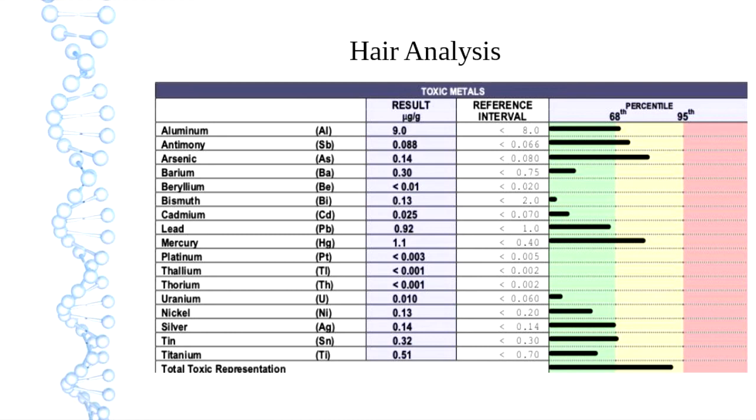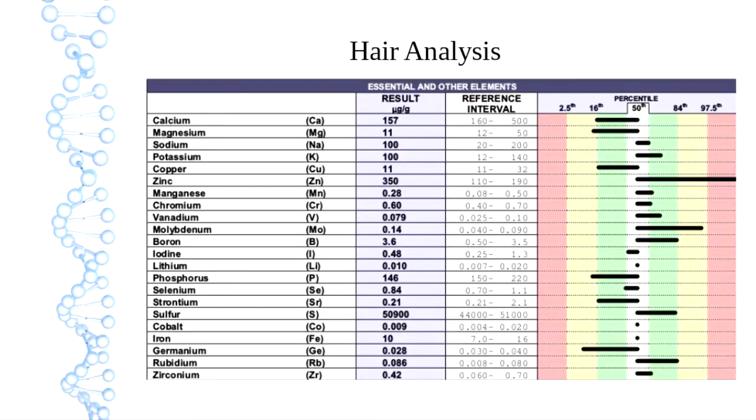Nonetheless, the hair analysis test can be a very valuable tool, but it needs to be interpreted with some expertise. You can't just do a straightforward interpretation as if you're measuring the total body load of these metals. So this is the second half of the lab test where it goes over essential and other elements. It's important to have a balance in these.